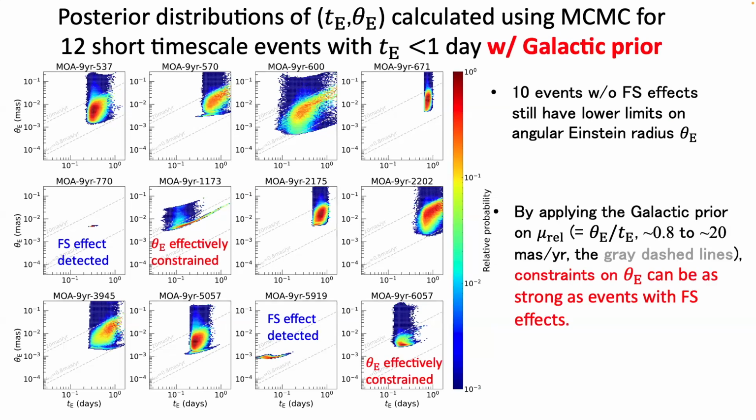And if we apply the galactic prior from the structure of our galaxy, we can guess the distribution of the relative proper motion. Considering our galactic structure, the mu rel is likely to be between about 0.8 to about 20 mas per year, and this gray dashed line shows that region. And by applying this prior, for some events the theta E values are effectively constrained even without the finite source effect.